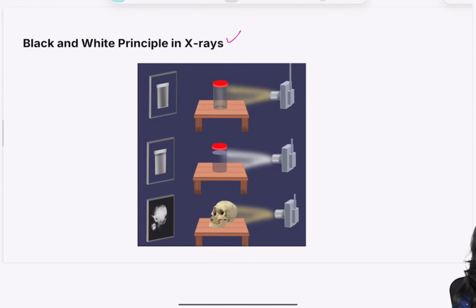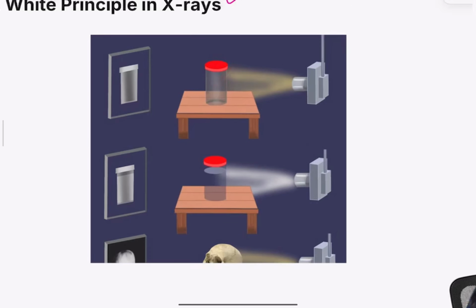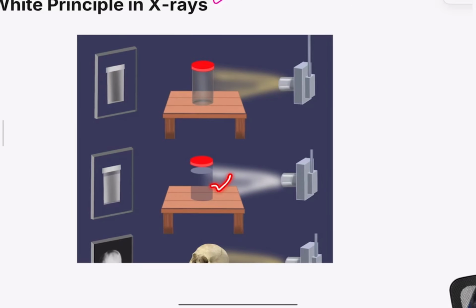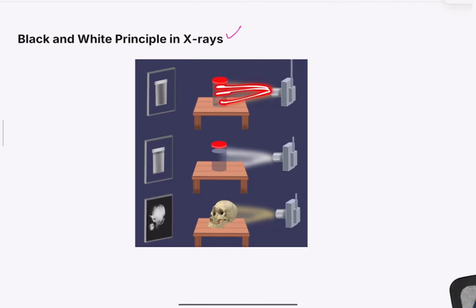So going to a very important topic, the black and white principle in X-rays. Once you understand this, it becomes easy to interpret the pathologies, right. So look at these three situations that you are seeing here. What are we seeing here? In the first one, this jar is filled with air, this is water, and this is more dense, which is bone. Look at the X-ray transmission happening.